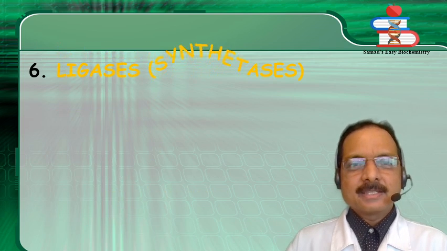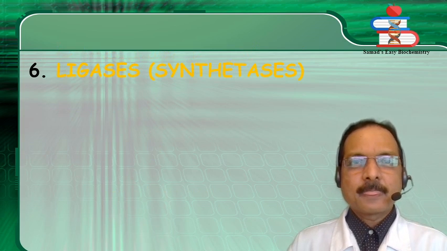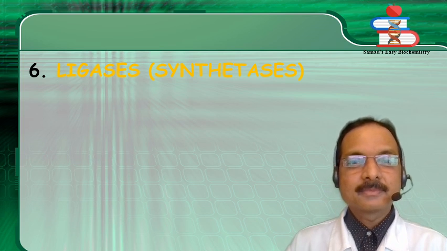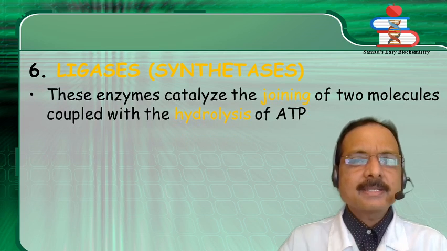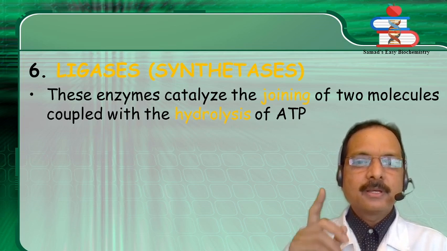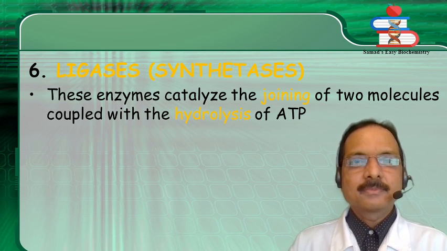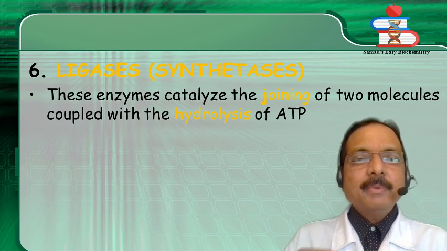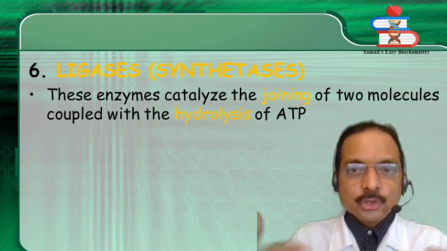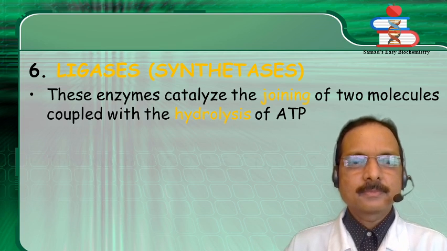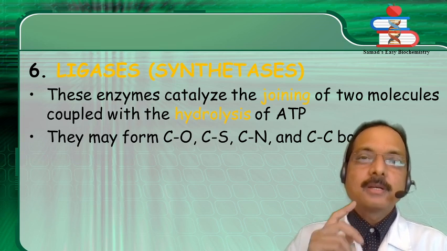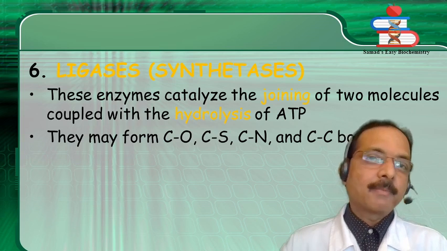Next, ligases or synthetases. Now synthetases are different from synthases, which we have seen. These enzymes catalyze the joining of two molecules coupled with the hydrolysis of ATP. So ATP dependent synthesis, ATP hydrolysis will occur and that will supply energy for joining of two molecules. They may form carbon-oxygen, carbon-sulfur, carbon-nitrogen and carbon-carbon bonds.